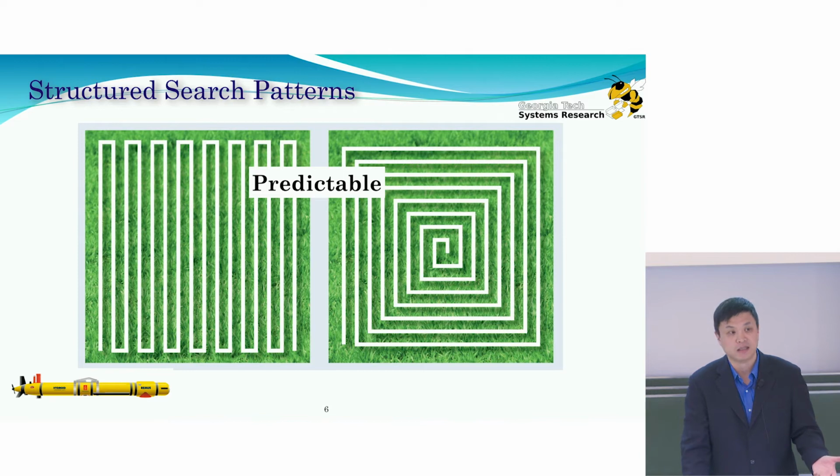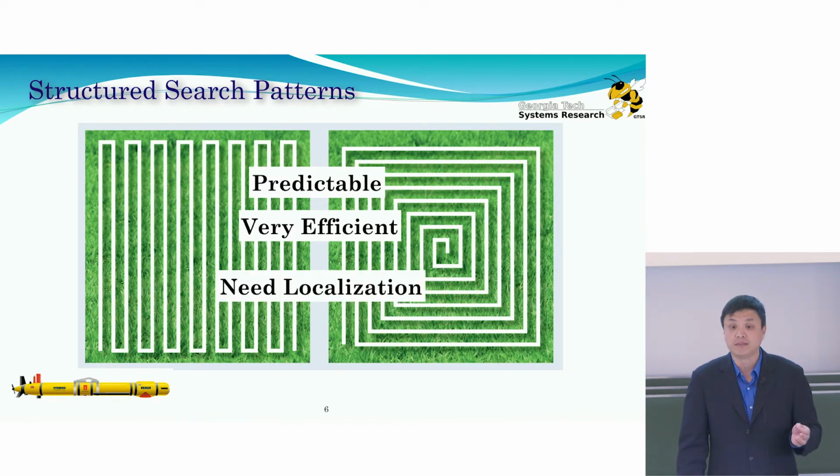And time is money, so it's very important. It's very efficient, right? There's no overlap between the coverage. I don't research an area if I already searched it. But one of the problems with these search patterns is it needs precise localization. You need to know which area you have searched and which area you haven't searched.